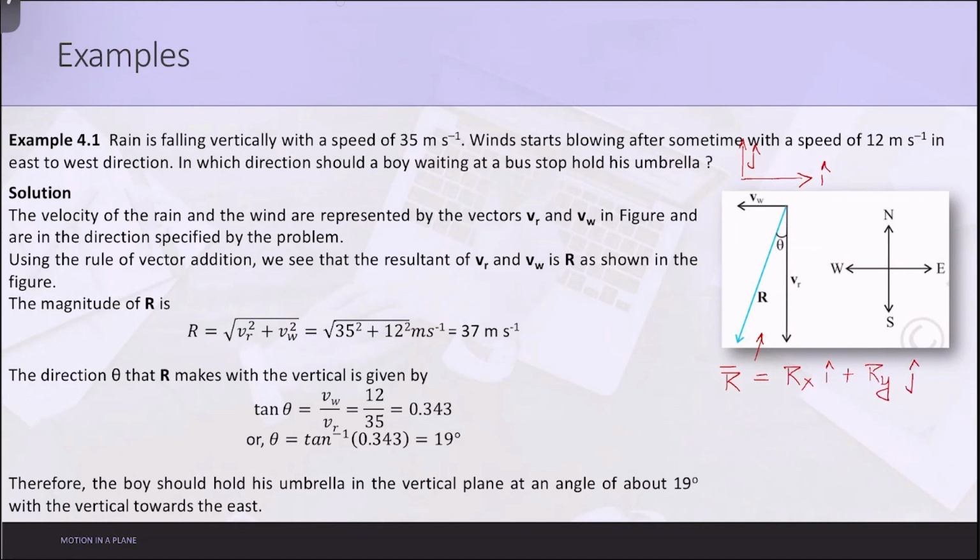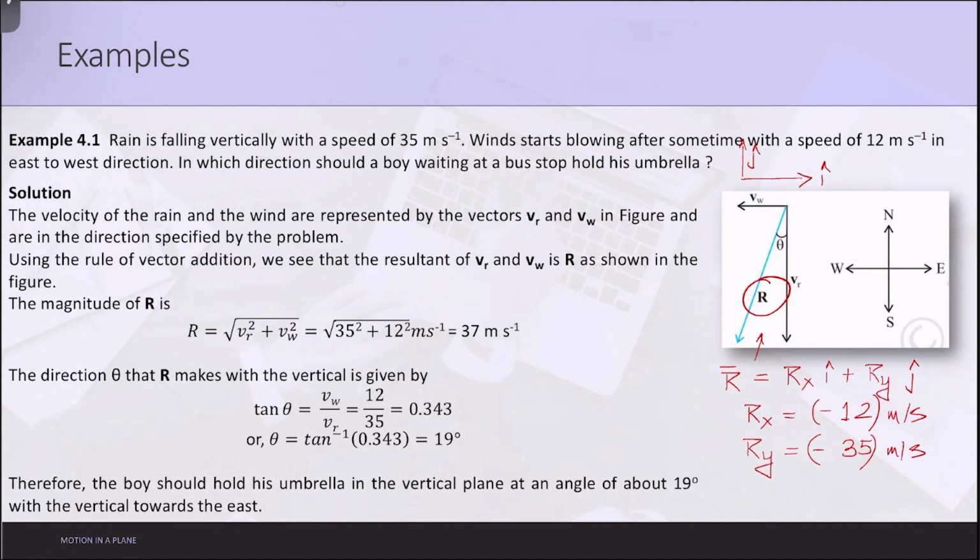So therefore what we can say is that Rx is nothing but equal to minus 12, because i cap is in the positive direction and we are moving to the left-hand side. Similarly, what is Ry? Ry will be equal to minus 35. This is meter per second, this is meter per second. Now we just need to calculate the value of R.